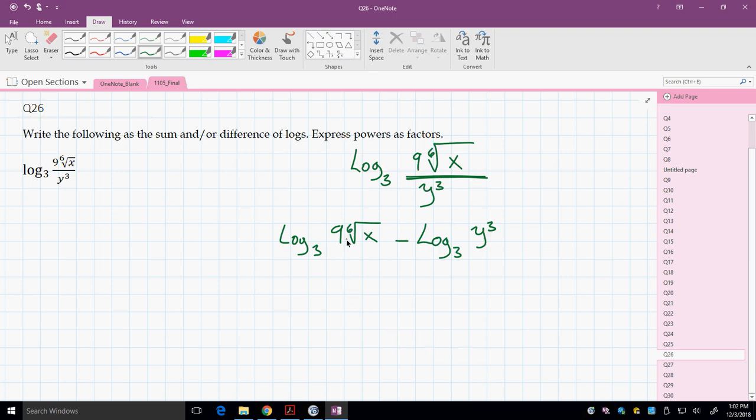Now the 9 and the square root are multiplying each other. When I have a multiplication, that means it's addition, with the same log and the same base. So that means I have log base 3 of 9 plus log base 3 of the square root of 6x, minus the log of y cubed. The exponents we need to bring to the front of the log.